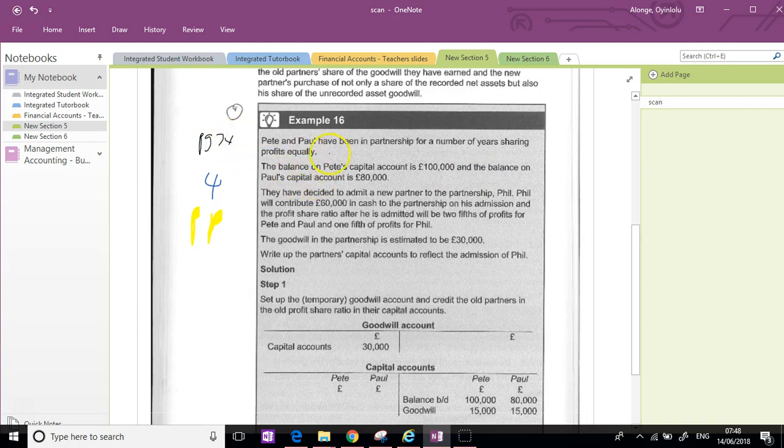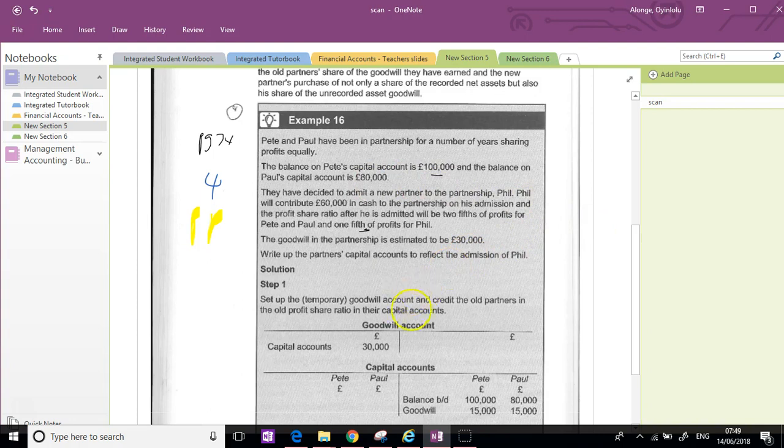So let's just look through this example, and I want to walk through the mechanics, which is something you must naturally do. We can think about the concept, the thinking behind it, but you just need to know the mechanics first of all. We're going to discuss the concepts, but the mechanics you must know. So you have two characters here, Peter and Paul, in partnership for a number of years, sharing profits equally. The balance on Pete's account is 100,000 and Paul's account is 80,000.